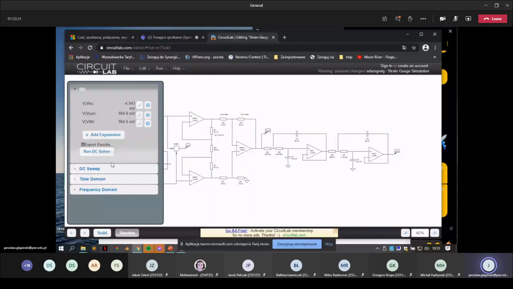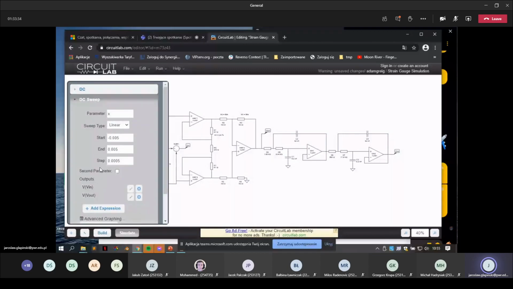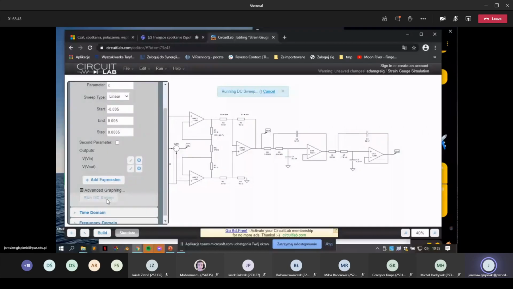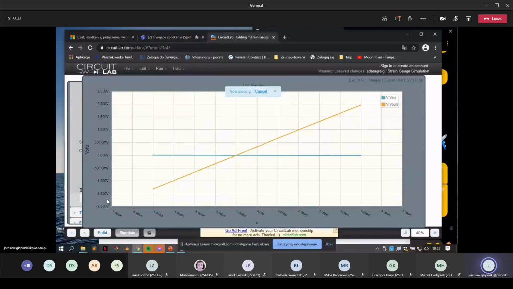Okay, if we swap, we will change the X value, and then you can see that we've got, of course, very small input changes and larger output changes. It is linear because we change X, so it represents the temperature. So we can see that the output value also changes, and it is more or less linear.